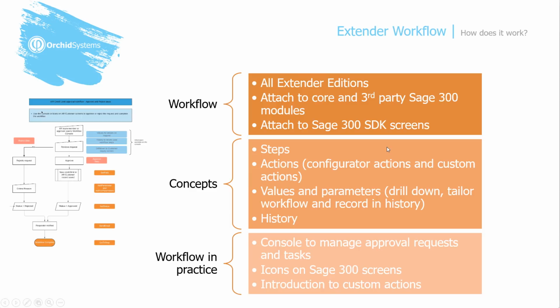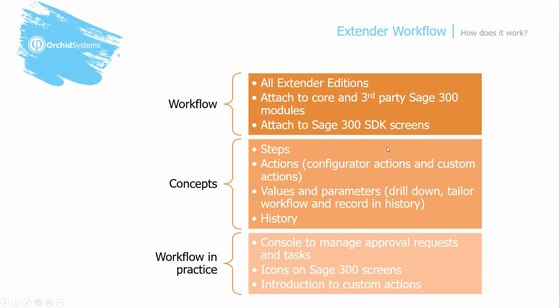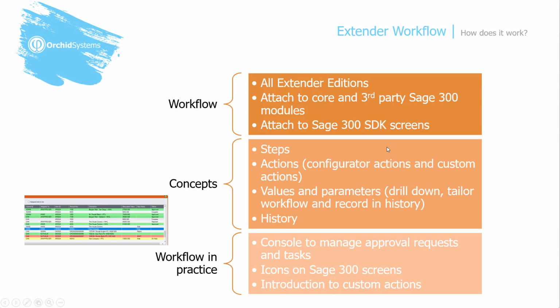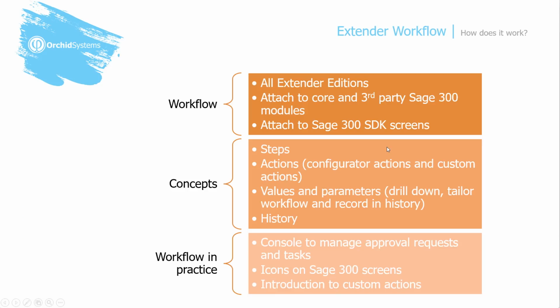In practice, to use the workflow, once it's been configured in the template, you'll be using the workflow console to manage the approval requests and the tasks that are assigned to you or to a group that you're part of. You'll also be able to use icons on Sage 300 screens, and those icons are configured in Information Manager and are used by users who are flagged as ORCID users. And custom actions we will briefly touch on, but it is not the focus of today's webinar.